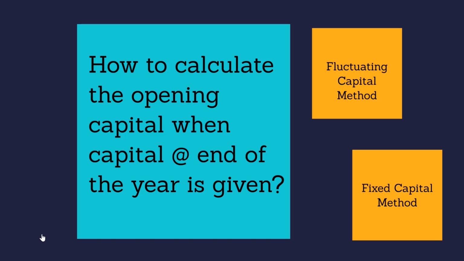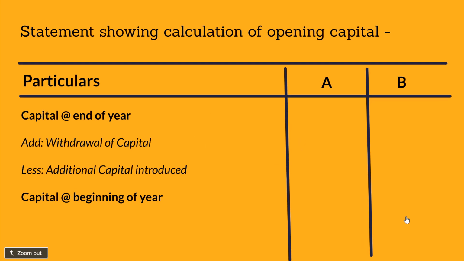Now, what happens when it is the fixed capital method which is being maintained? The statement showing calculation of opening capital in such a case is quite simple. As in the previous case, we will have one column for each partner. We will begin with the capital at the end of the year which will be given. We need to add any withdrawal of capital. We need to deduct or subtract additional capital introduced, and we will arrive at capital at the beginning of the year or the opening capital of the partners.